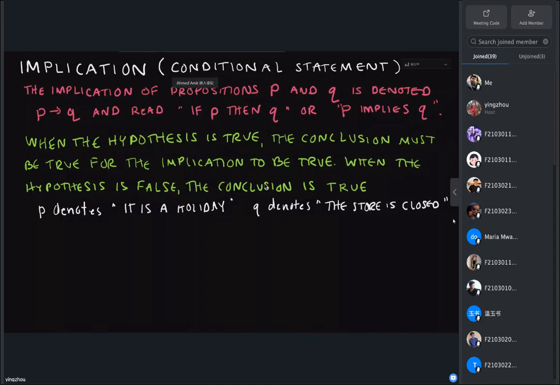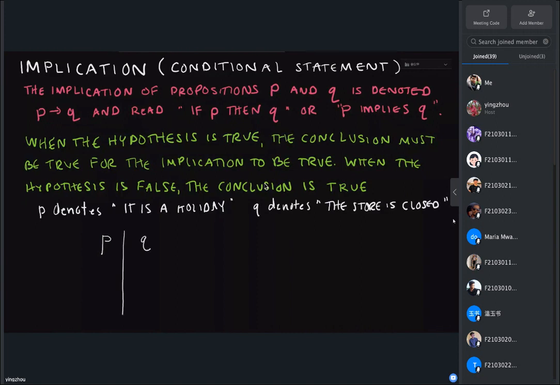And it's read either "if P then Q" or "P implies Q", which of course both mean the same thing. Now the truth values on this one can get a little bit tricky, so I'm going to go through the truth table with you.